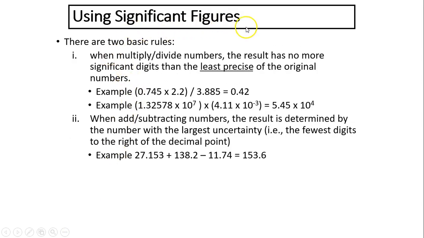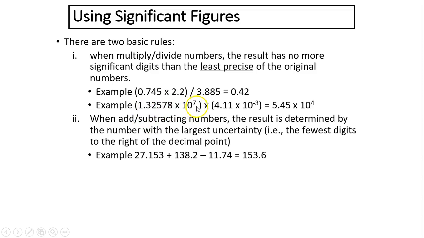Using significant figures in calculations, there are two basic rules. When you multiply or divide numbers, the result has no more significant digits than the least precise of the original numbers. For example, 0.745 times 2.2 divided by 3.885. There are three numbers. 2.2 has the least amount of significant figures, so your answer should have only two significant figures, 0.42.